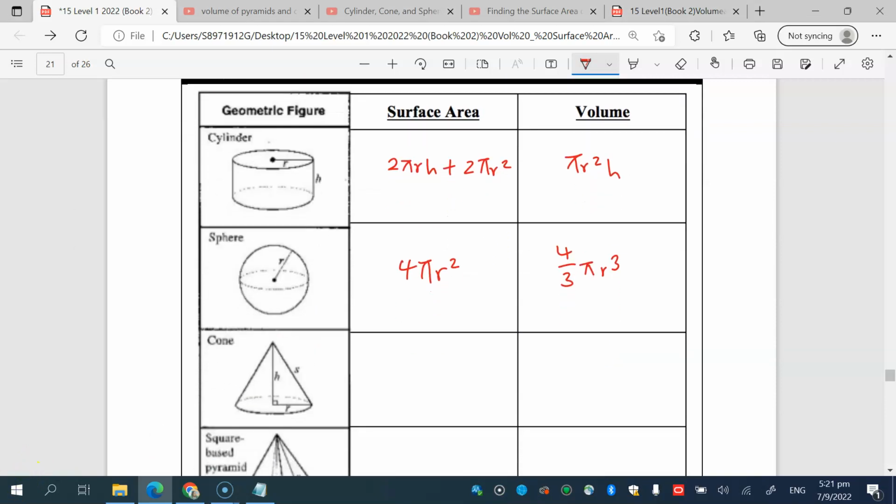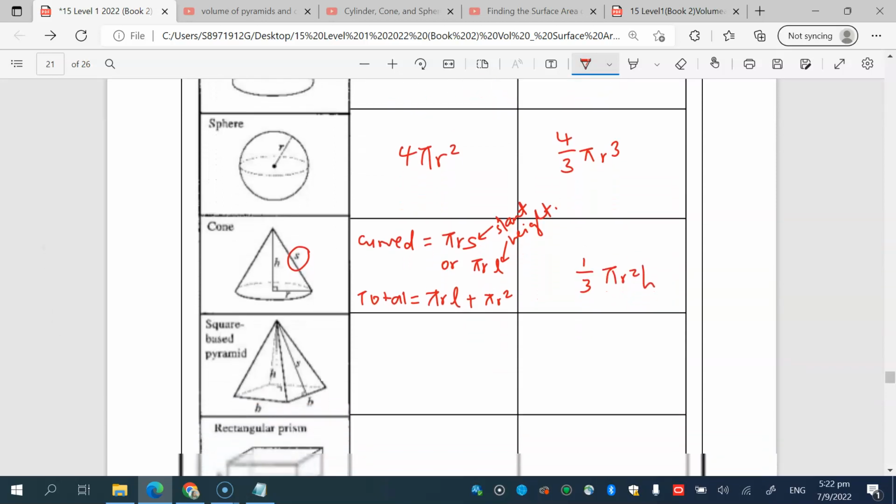Okay, what about cone? For the cone, the curved part over here, right? The curved part will be pi r l, but in this case, they use S for the slant height. So it's pi r s, or you can call it pi r l, where both the S and L stand for the slant height. And the total, including the circle at the bottom, will be pi r l plus pi r square. Okay, and then the volume is 1/3 pi r square h, 1/3 base area height.